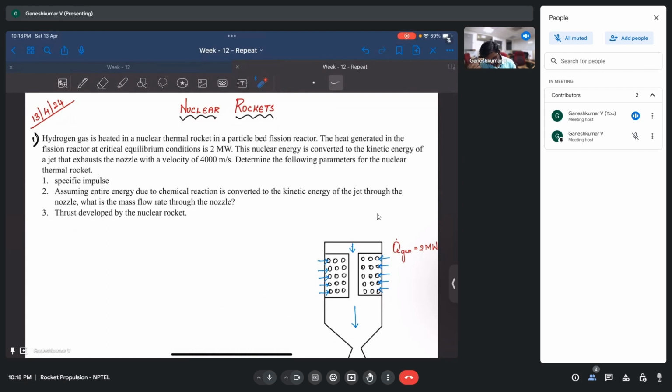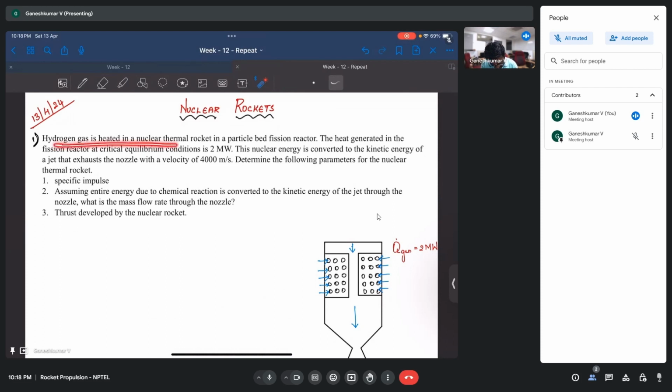The first question deals with a nuclear rocket in which hydrogen gas is heated. We all know what a nuclear thermal rocket is. Basically it's a thermal rocket, which means you have a high temperature gas which is going to expand in the nozzle. But the way we get the high temperature gas is different. Usually we do combustion in solid propellant or liquid propellant engines. Here the gases are heated up by the nuclear reactor. So nuclear energy is converted to thermal energy, which is then converted to kinetic energy in the nozzle. That is the main idea of this nuclear rocket.